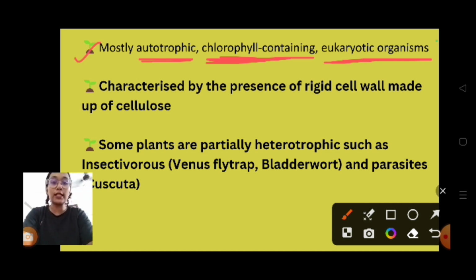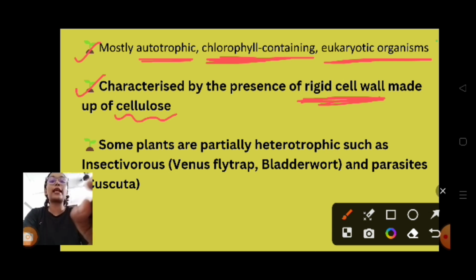Understood the first point? Coming to the second point, they are characterized by the presence of a rigid cell wall, which is absent in your animal cell. So they have a rigid cell wall which is made up of what? Cellulose. It is made up of cellulose.